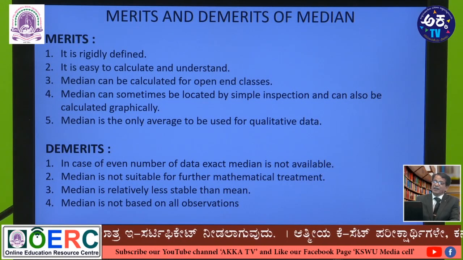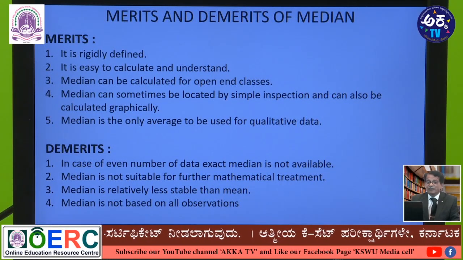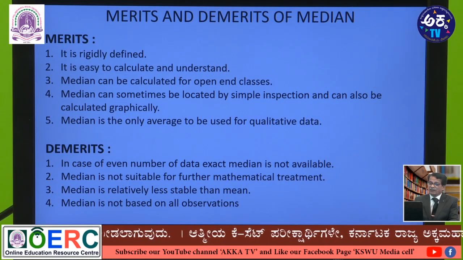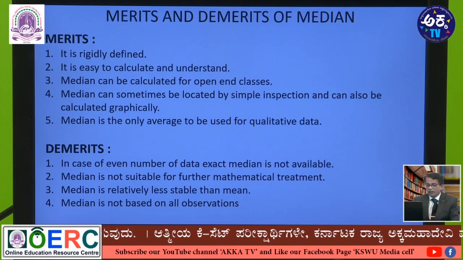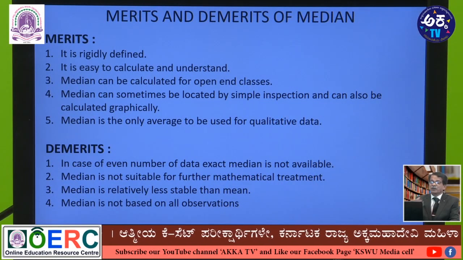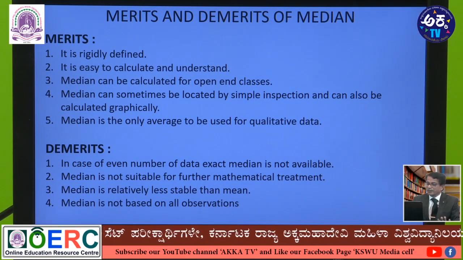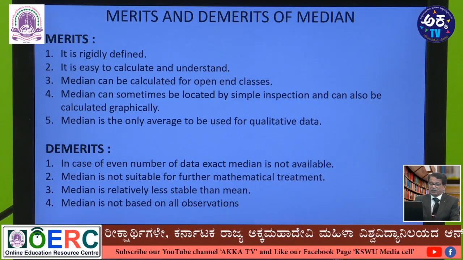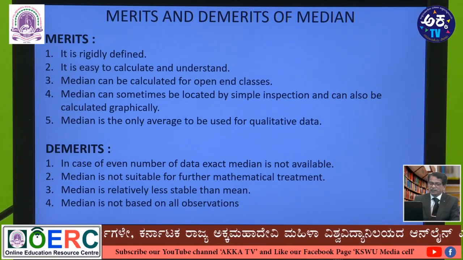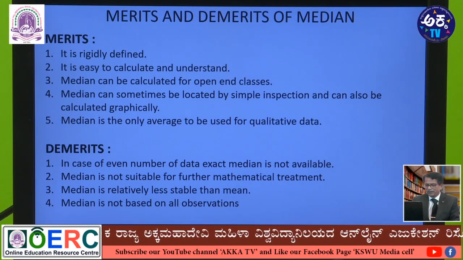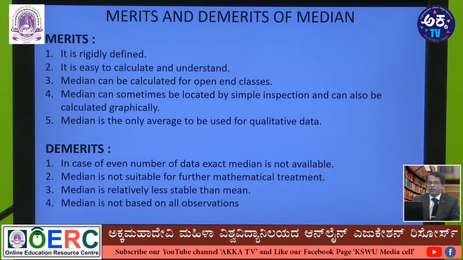And friends, the demerits of the median are, number one, in case of an even number of data, the exact median is not available, and therefore a modified approach has been explained earlier. Median is not suitable for further mathematical treatment. This is very important, and that is why it is a demerit. Why? Because the arithmetic mean can be used in any further mathematical development, but the median cannot.